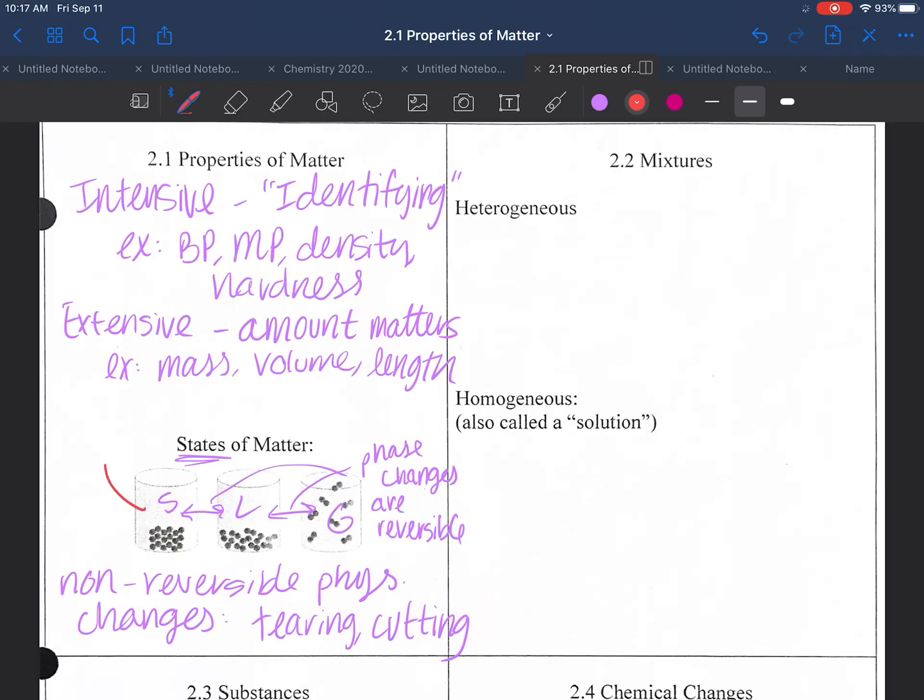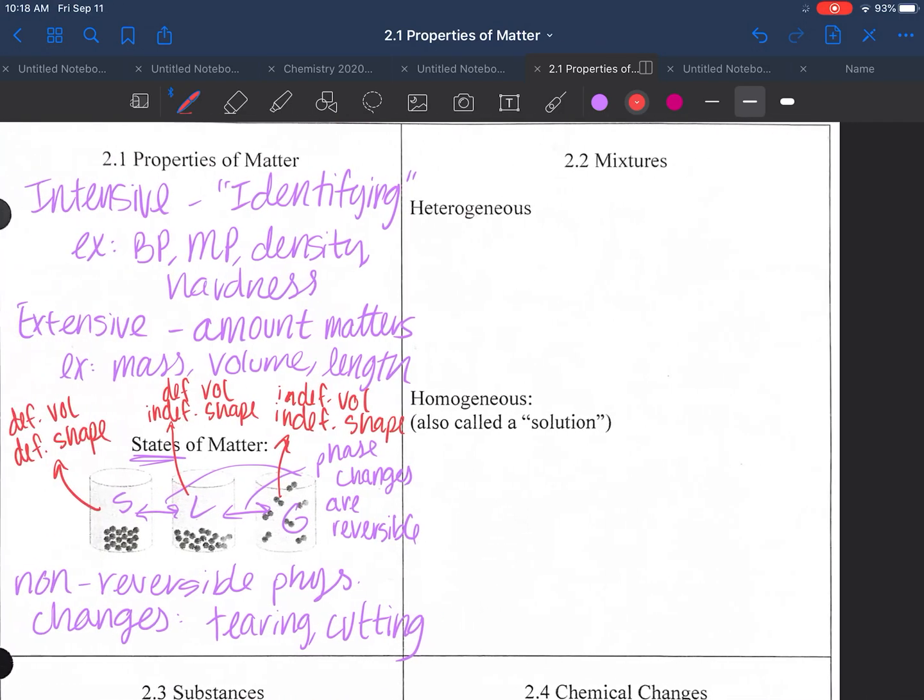But talking about solid, liquid, and gases a little bit more, we have to remember our solids have a definite volume and a definite shape, meaning its shape or volume will stay the same. Liquids, however, have a definite volume, but they have what's called an indefinite shape, meaning it will take the shape of the container it's in. And gases, our most mobile, have indefinite volume, meaning their volume can change with the container as well as their shape. So that is 2.1.